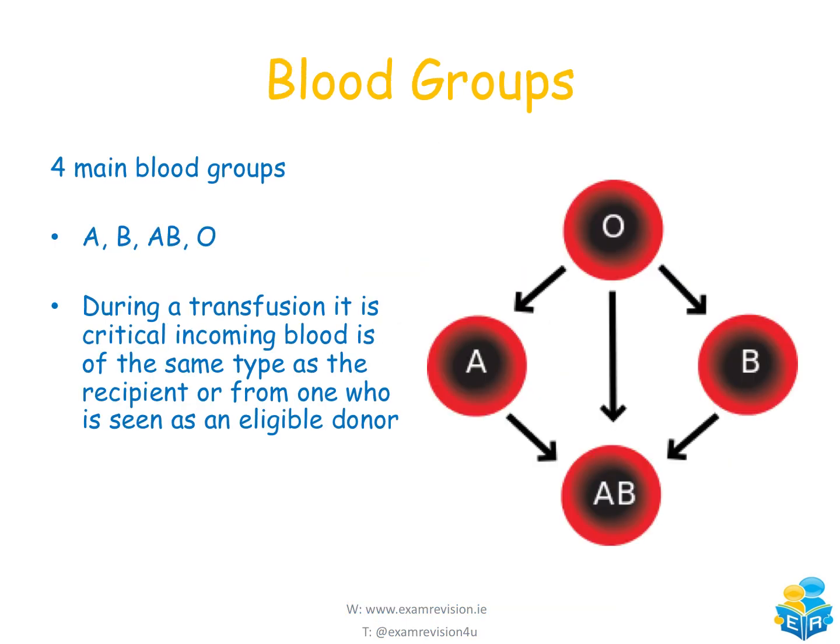Now, when we talk about blood, we can also talk about blood groups. Okay, so you've probably heard of this before, people donating blood, but we have four main blood groups. We have A, we have B, we have AB, and we have O.